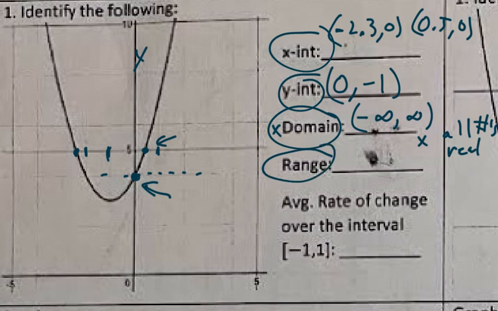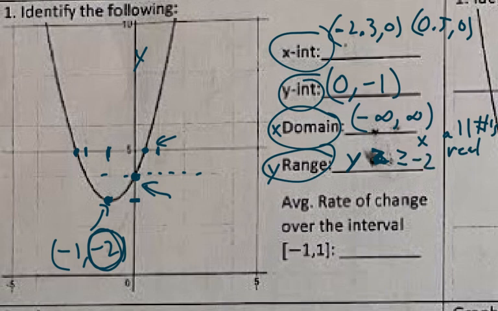Finally, I'm going to do range here, guys. Range is your y. Now, do we have to guesstimate this one? Because it looks like maybe that's -2 there, right? So it looks like my vertex is at -1, -2. So therefore, since my vertex is at -1, -2, the lowest that it goes in the y direction is -2. Range are your y values. What can your y values be? Well, in this case, y has to be greater than or equal to -2, or as we say, it goes from -2 to positive infinity.